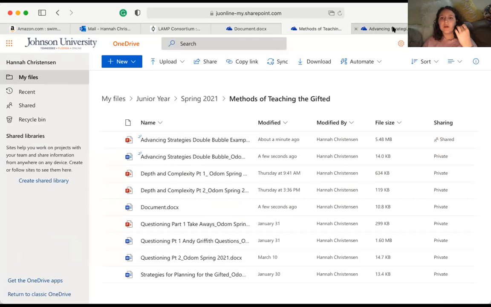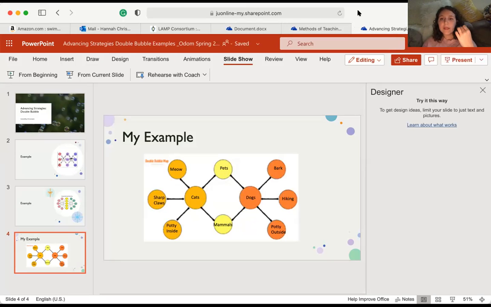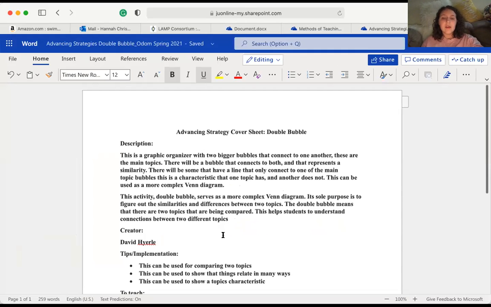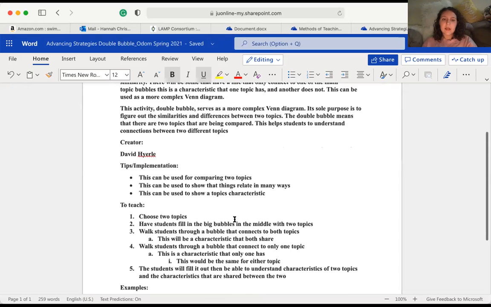I'm just going to show you guys my cover page real fast, so that way, man, if I can move my little things around on Zoom. Yeah, so it's just the graphic organizer with two bigger bubbles, and then a little more information. It can serve as a more complex Venn diagram, but its main purpose is to help the child explain characteristics of the topic.